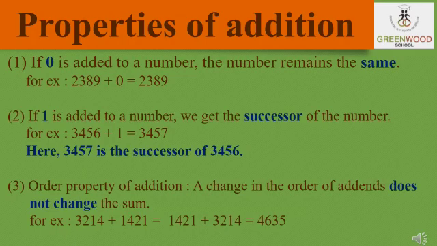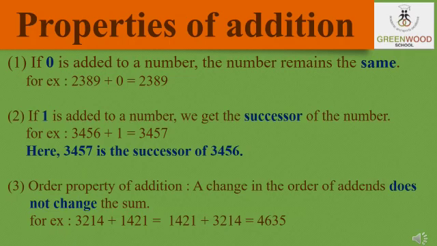For example, 3456 plus 1 is equal to 3457. That is, 3457 is the successor of 3456. That is the next number.